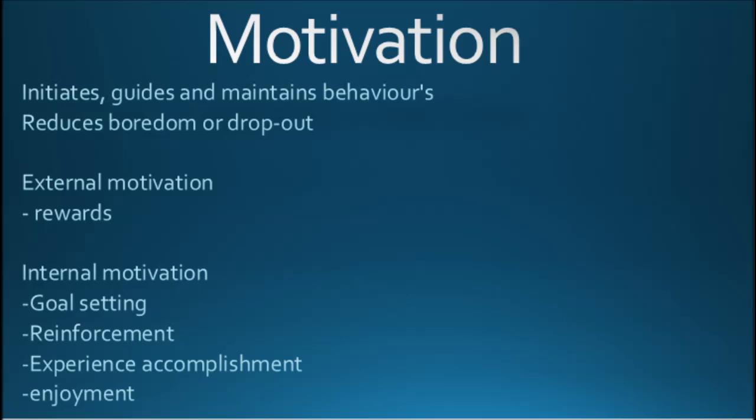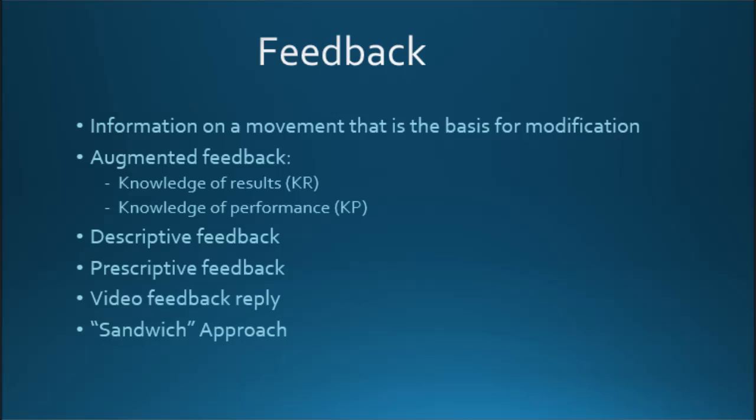And reinforcement. Reinforcement should be given throughout the learning process by an instructor in order to give the learner a sense of achievement. Feedback is information on a movement that is the basis for modification. Augmented feedback is the primary source used for our freestyle skill program. This type of feedback stems from external stimulus that supplements feedback using a skill.